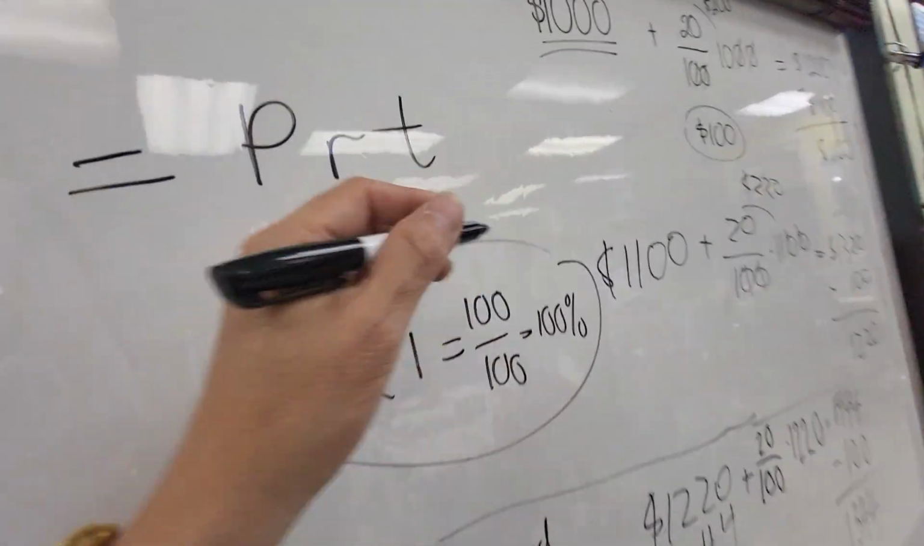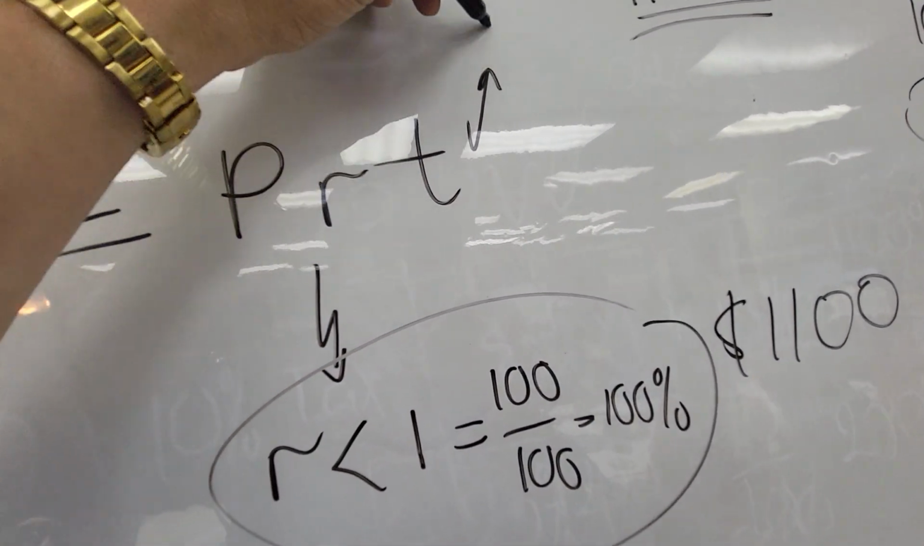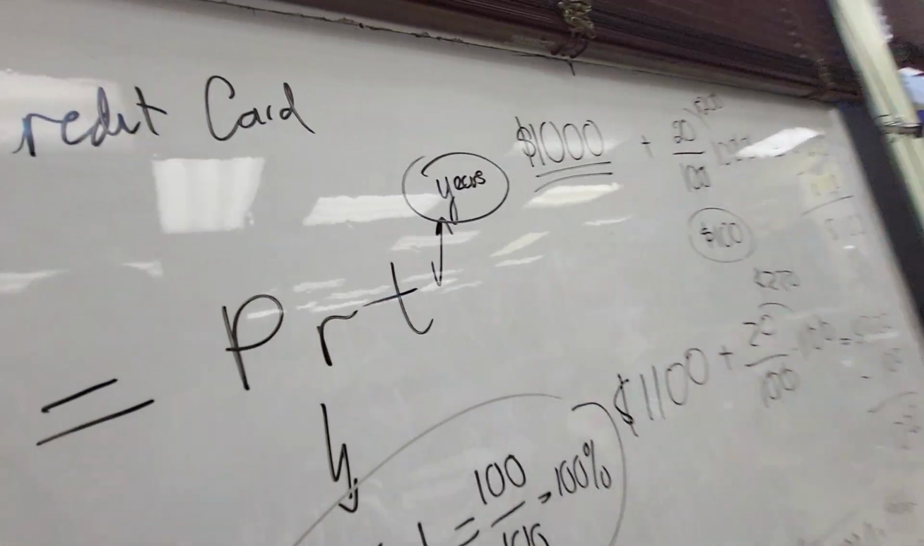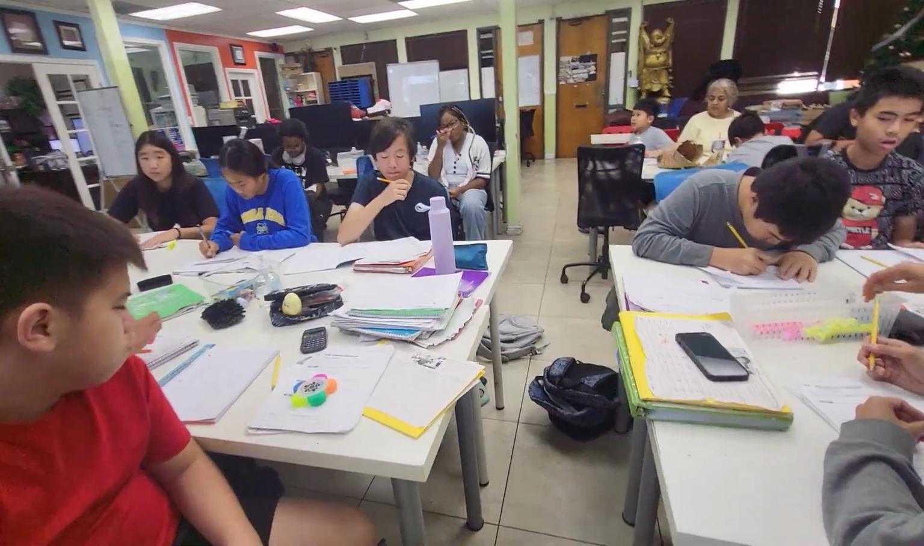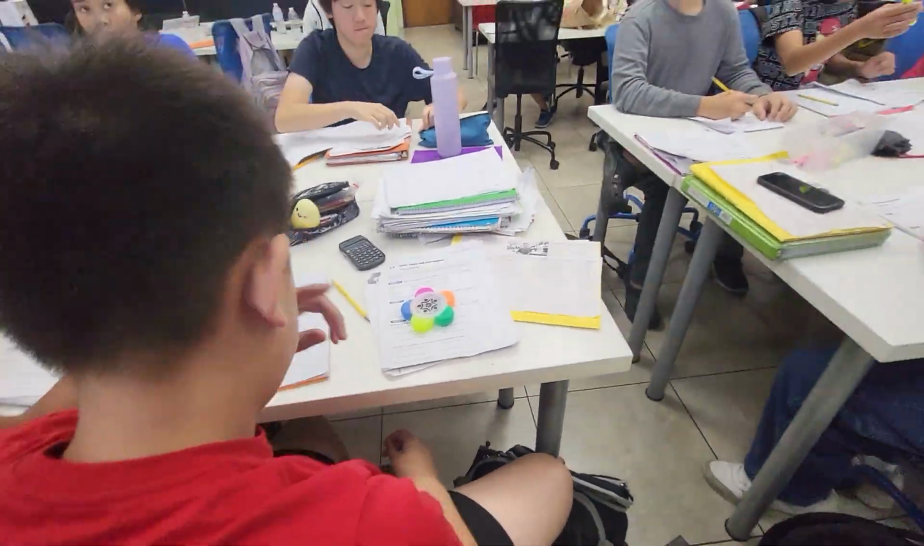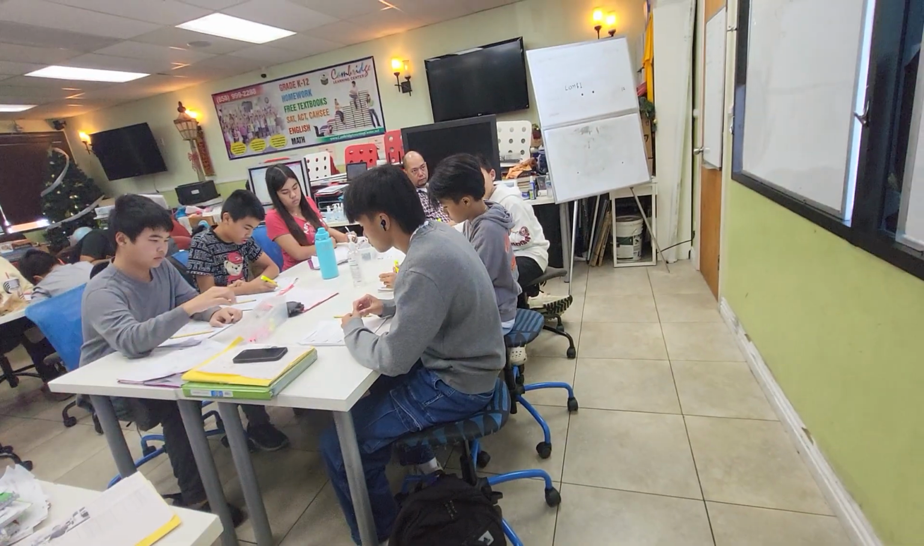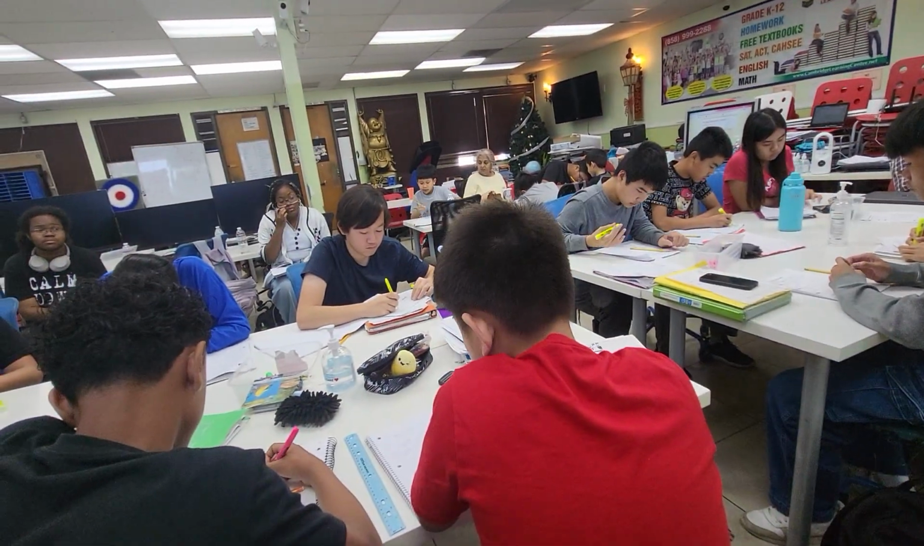And then T is what? T is in years. Please highlight the word years. When you use the formula, you have to make sure of the unit. That's the most important thing. Otherwise, you won't know. So if we give you 6 months, what does 6 months translate to in years?